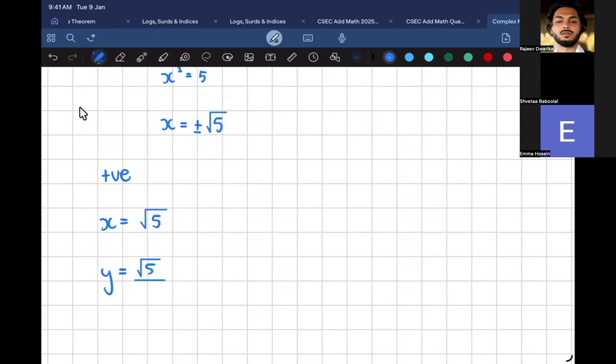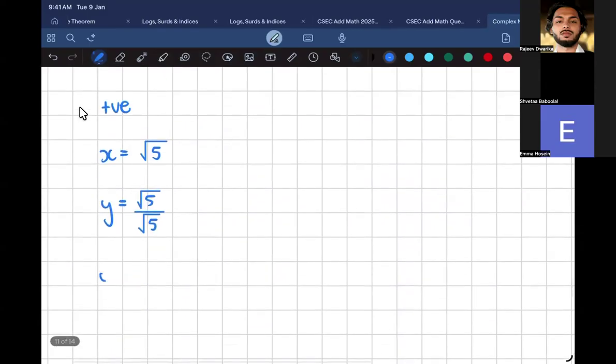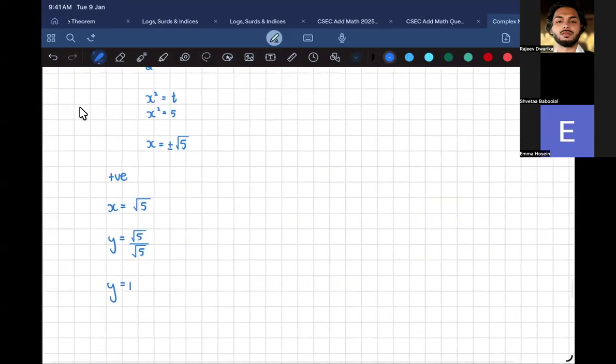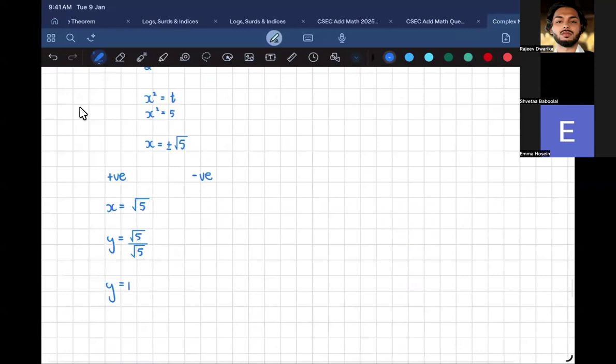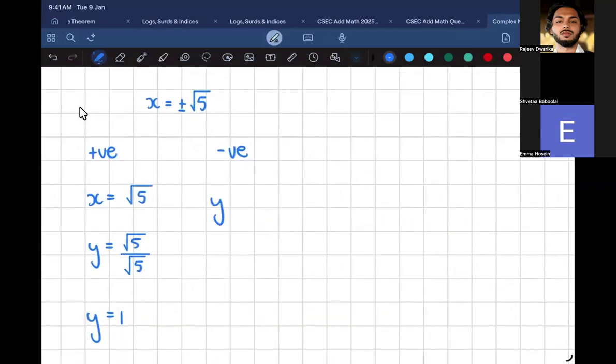What is root 5 over root 5? 1, right? And when it's negative, it would just be minus 1. Yeah, that'll be root 5 all over negative root 5. So y is equal to minus 1.